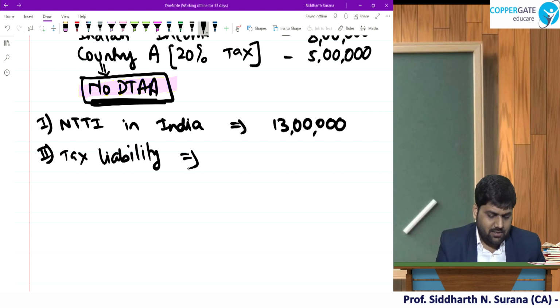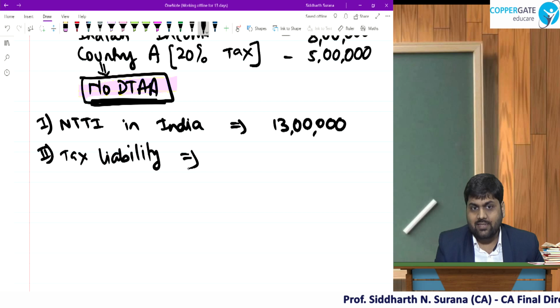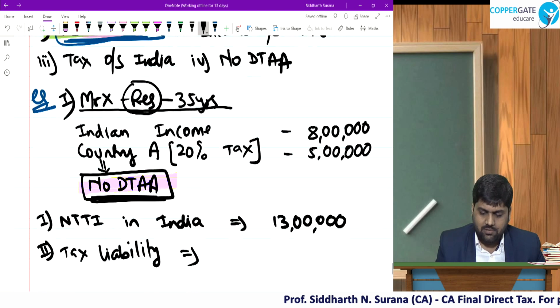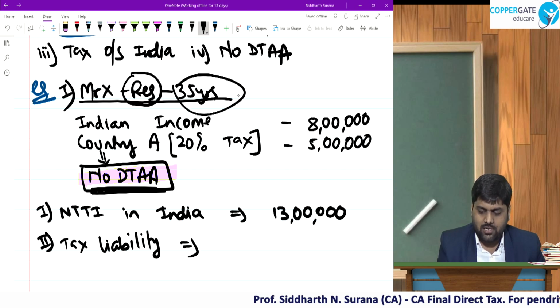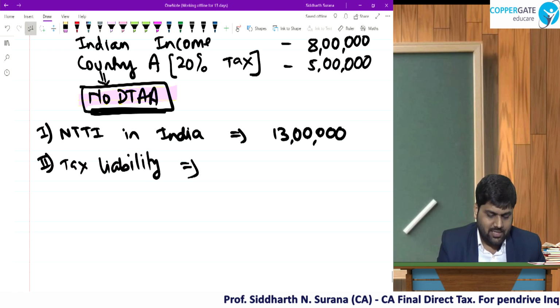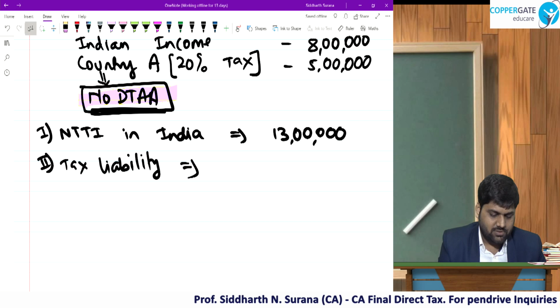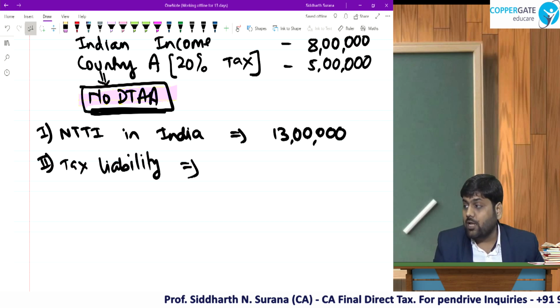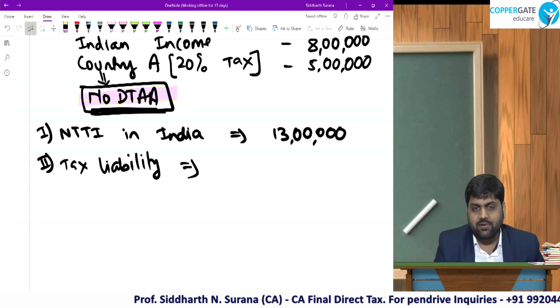Can I say 3 lakh into 30%, 90,000, and up to income of 10 lakh, this assessee is below 60 years. So up to income of 10 lakh, the tax liability is going to be 1,12,500. So that total becomes 202,500.